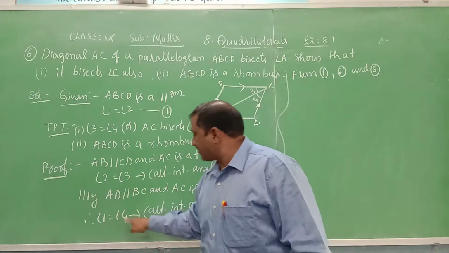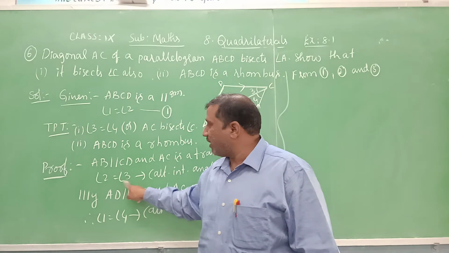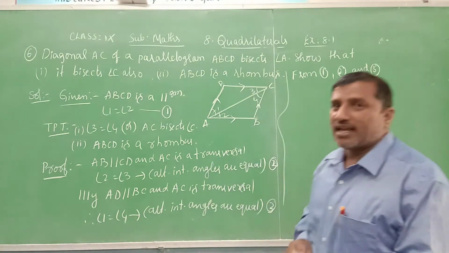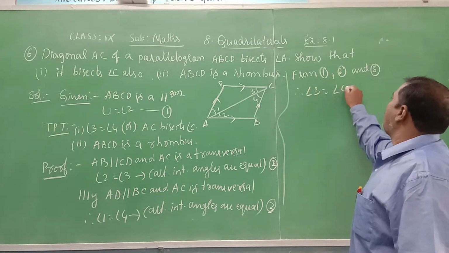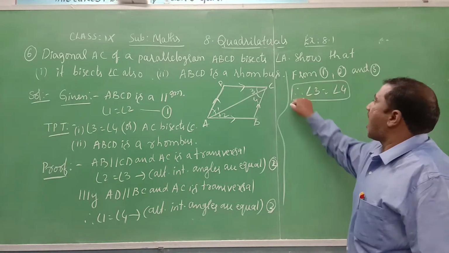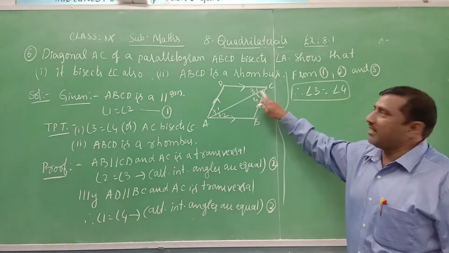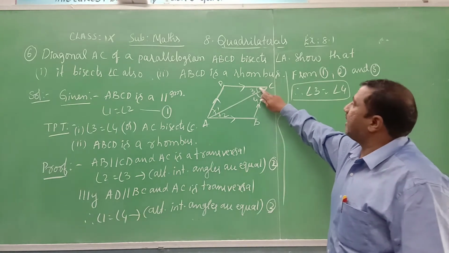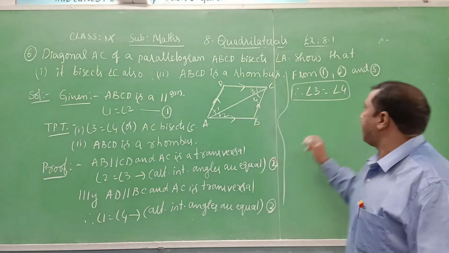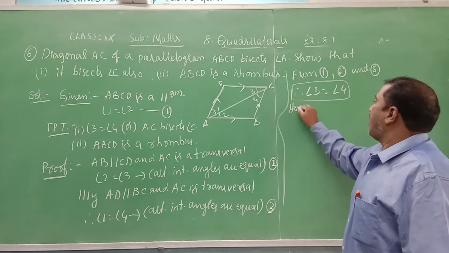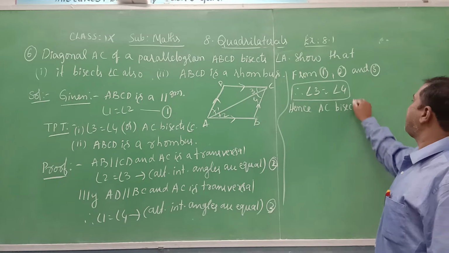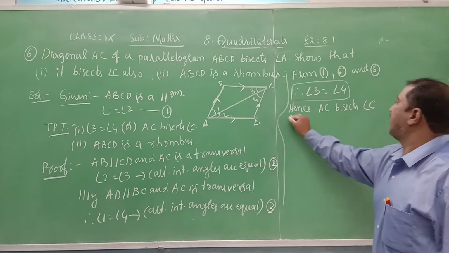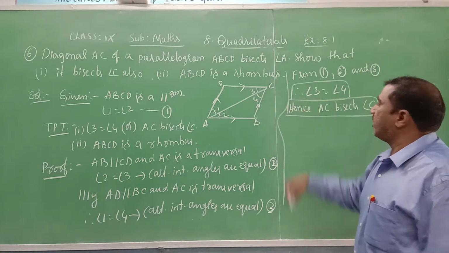And we know angle 1 is equal to angle 4, and here we have proved angle 1 is equal to angle 3. Therefore, angle 3 is equal to angle 4. That is, angle 3 equal to angle 4 means the whole angle C is bisected by AC. Hence AC bisects angle C. So the first one is proved.